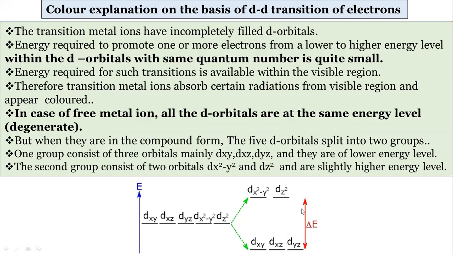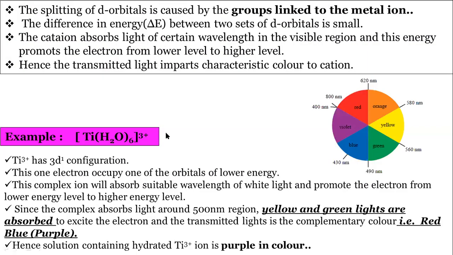Though in this diagram the gap is shown large, in practice this gap is very small. And due to this splitting, the color changes, remember. If the splitting of d orbitals takes place, the color will change. One example I have given here is titanium.